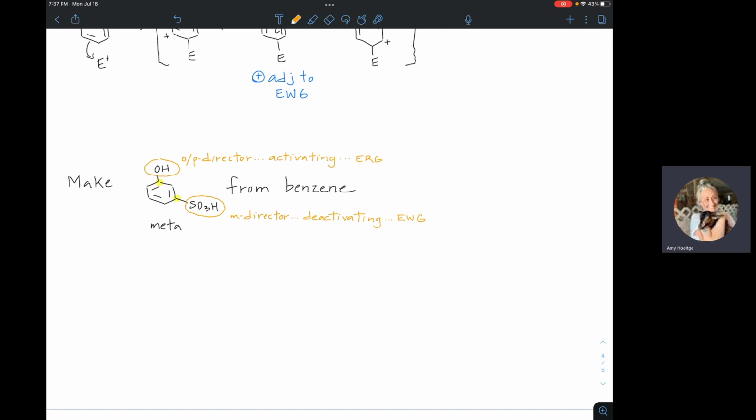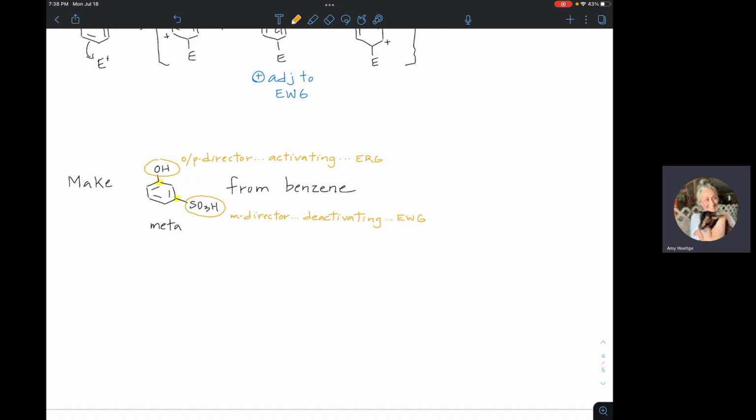What if I wanted to put a third group on there? What if I wanted to put, like, I don't know, a chlorine and I wanted it to go, I don't know, next to the hydroxyl group, right? What would I do then? Would I start over from benzene and put the chlorine on first and then put the hydroxyl group? Probably, right? Because those groups would be ortho-para directing. So then I could get the sulfonic acid next to the halogen, right? If I put the halogen there between the two groups in the first place.